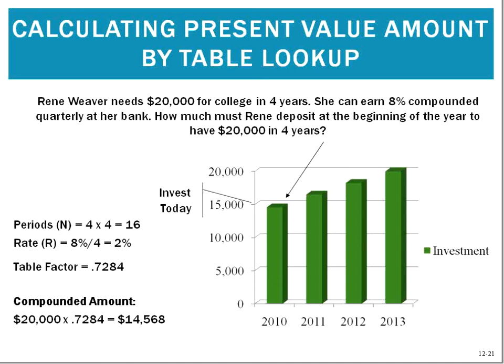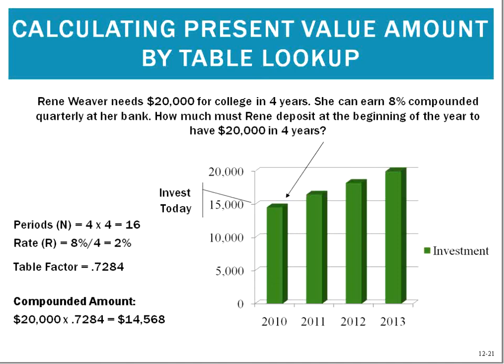So for example, Renee Weaver needs $20,000 for college in 4 years. She can earn 8% compounded quarterly at her bank. How much must Renee deposit in the beginning of the year to have $20,000 in 4 years? So she needs $20,000 in 4 years. What does she need to do today, knowing that she's going to be going in 4 years? She has a time, she has number of periods, and she knows she's going to be earning 8% quarterly at her bank. Okay? We follow the same steps.